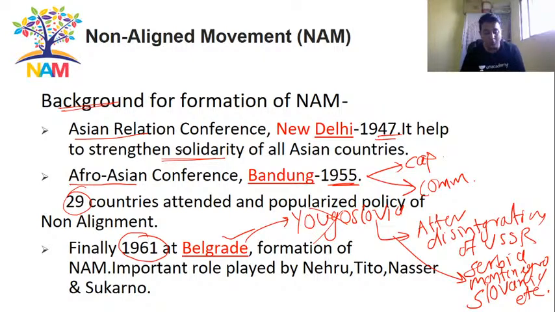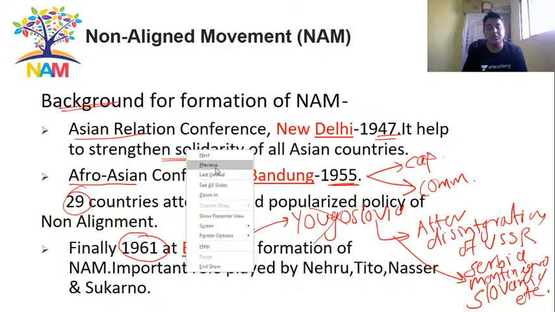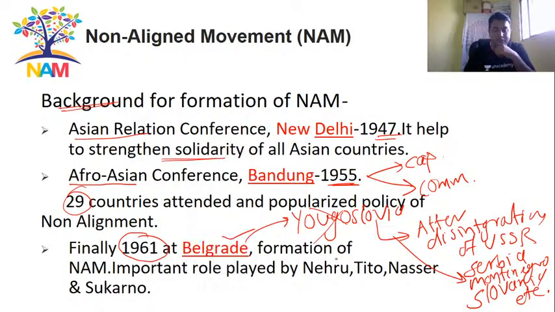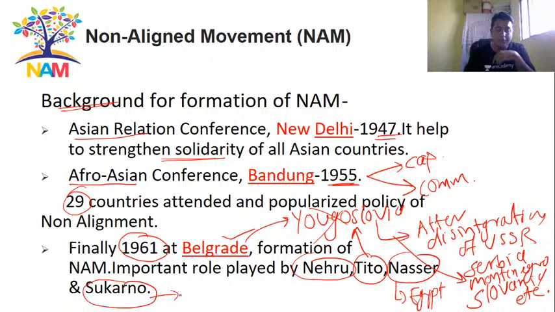And there are four people who played an important role in designing the non-alignment movement, and they were Nehru from India, Tito from Yugoslavia, Nasser from Egypt, and Sukarno from Indonesia.